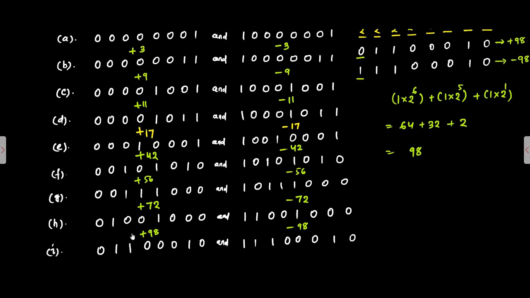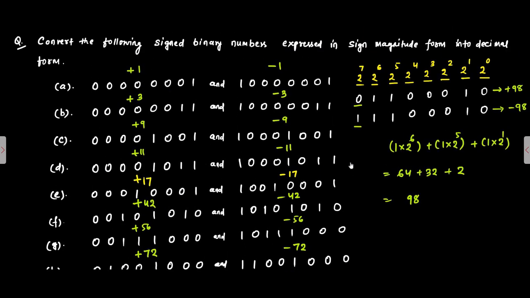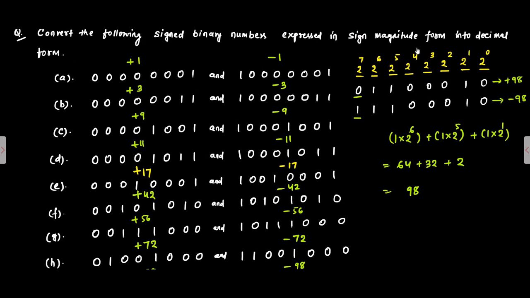Okay. So this is all about converting signed binary numbers expressed in sign magnitude form into decimal. So all you have to remember is the MSB bit, the most significant bit, the leftmost bit, that is the sign bit. If it is 0, it is a positive number. If it is 1, it is a negative number. The remaining bits are the magnitude bits, which are used for magnitude calculation through weighted summation of the 1 bits according to their bit positions. Okay, so this is the thing.